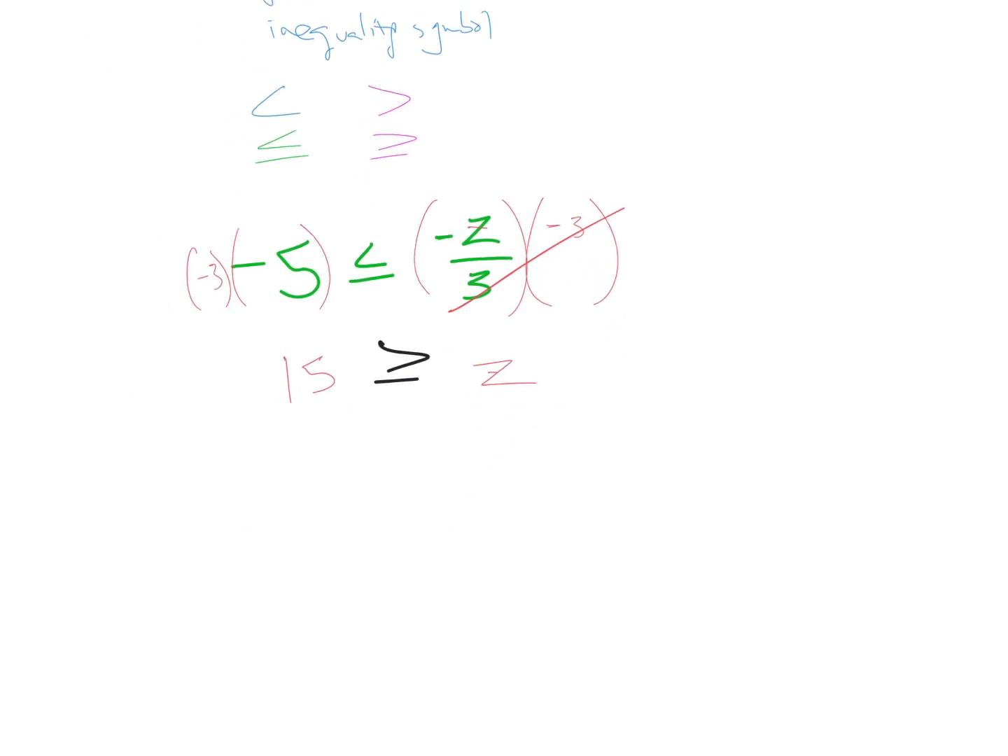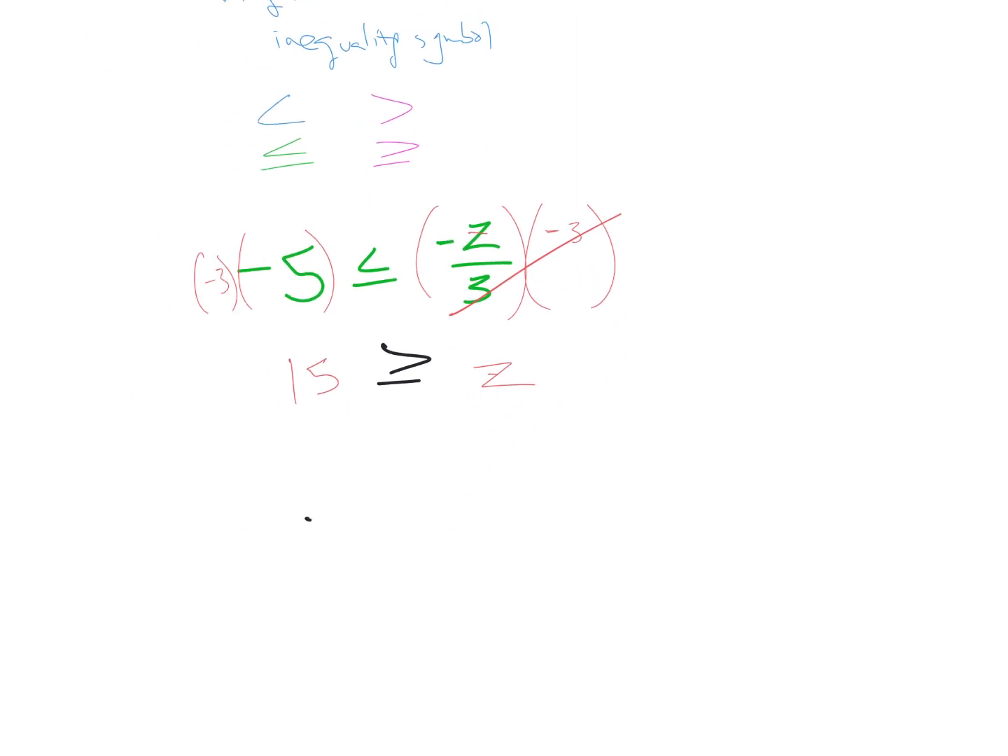And in fact, it feels best to write the variable first. So this is probably the way to do it. Z is less than or equal to 15, because it just feels a little bit stranger to say 15 is greater than or equal to Z. Maybe it doesn't feel worse, but to interpret it, just whatever.